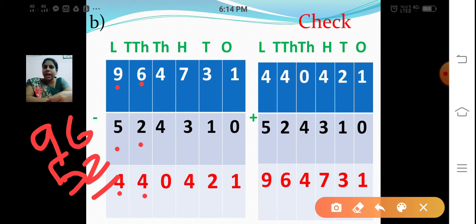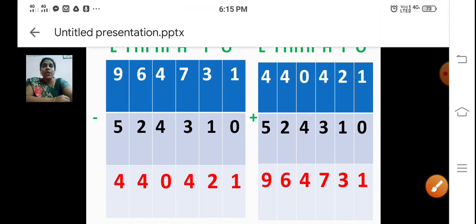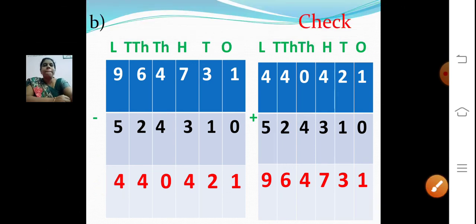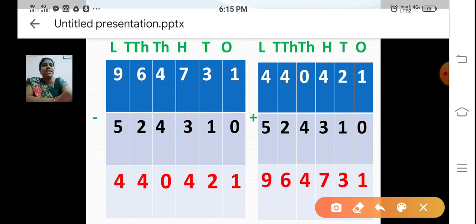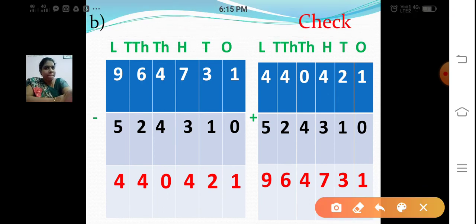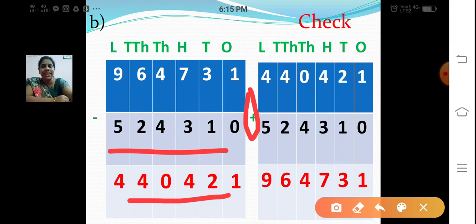When you subtract the two numbers, 9,64,731 minus 5,24,310, my answer is 4,40,421. Shall we check this now whether my answer is correct? Yes. What we have to do? We are going to add the difference to the subtrahend. Now let's add these two numbers now. Don't forget, we are going to add these two numbers, right? So write it down.